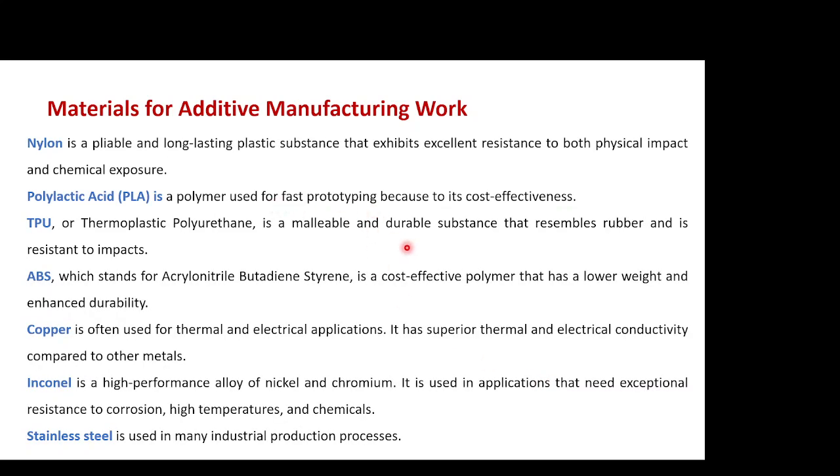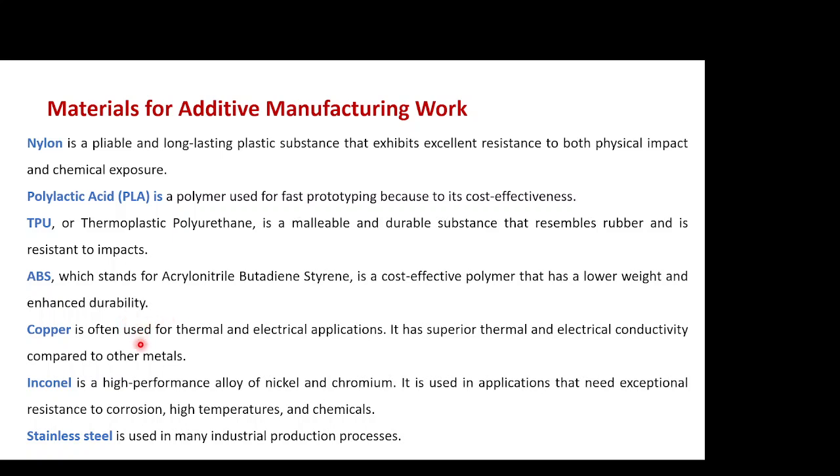So different materials used for additive manufacturing include nylon. We all know that nylon has excellent resistance to both physical impact and chemical exposure. Then we have PLA, which is a polymer for fast prototyping because it is cost effective. Then we have TPU, which is malleable as well as durable, resembles rubber, and is resistant to impacts. ABS is a cost effective polymer, so we are basically using polymers here that have lower weight and durability.